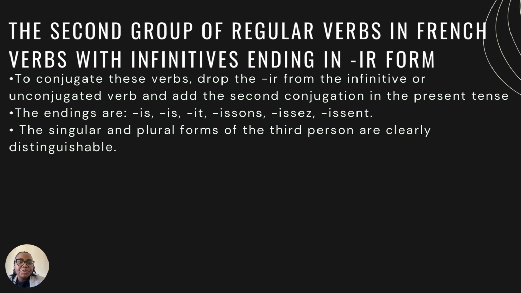Moving on to the second group of regular verbs in French. These are verbs that end with the infinitive ir. To conjugate these verbs, you are dropping the ir and you are replacing it with is, is, it, issons, issez, and issent. Okay, so you also have to take note that the singular and plural forms of the third person are clearly distinguishable.